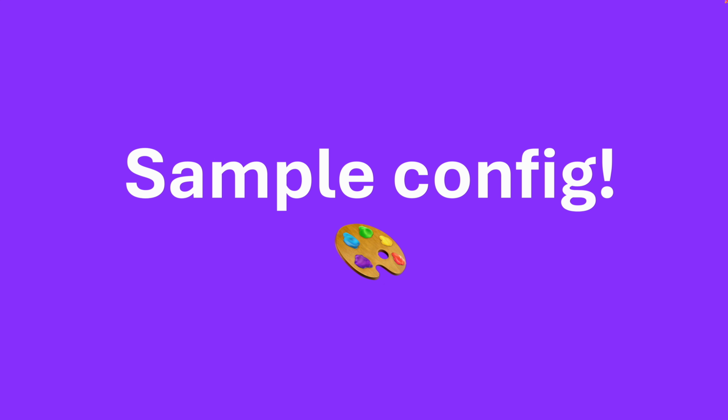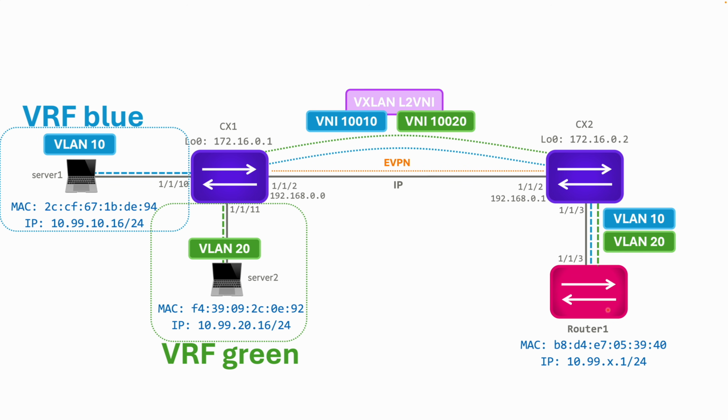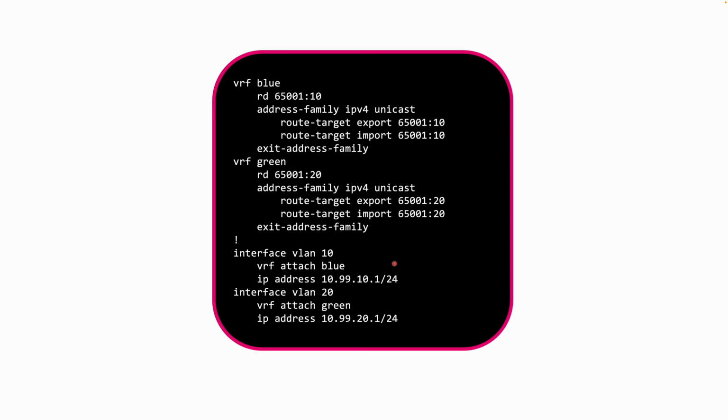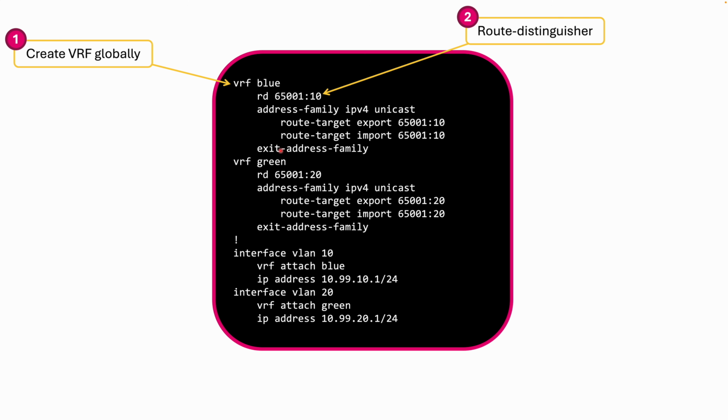Let's have a look at the sample configuration that I am going to add to router 1. Here it is. Now, there's quite a bit there, so let's step through that step by step. First of all, I'm going to create a VRF globally for blue and green. Then I'm going to add the route distinguisher. I've manually configured this. I haven't used auto for this. For blue, I've just gone with the AS, which was 65001:10.